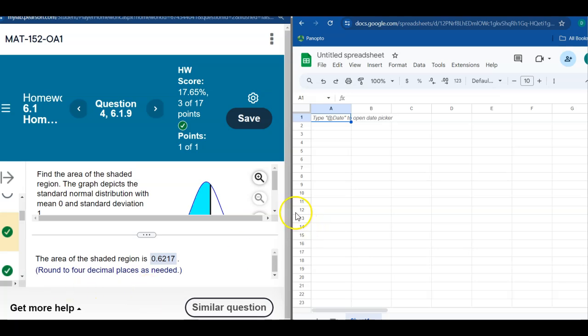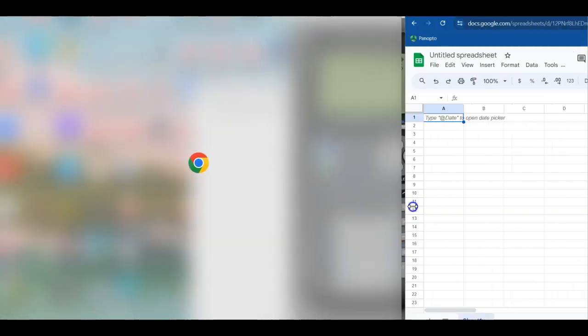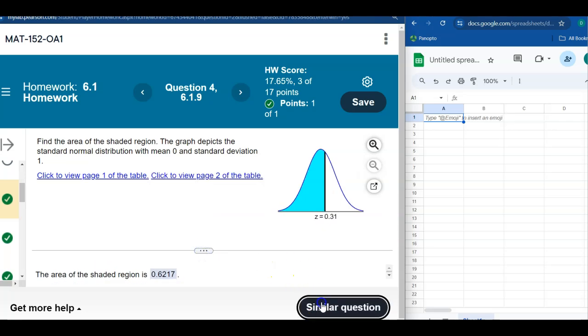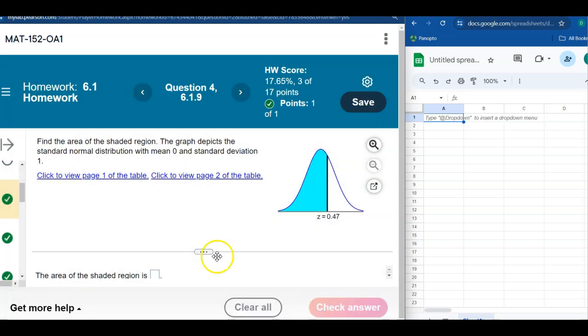Hey pre-calculus class, I'm going to show you how to use Google Sheets to do some of these normal probabilities questions that we're seeing in the homework. Alright, so on this problem, I'm trying to find the probability in a normal distribution, a z-score, the standard normal distribution. The z-scores will be below 0.47.